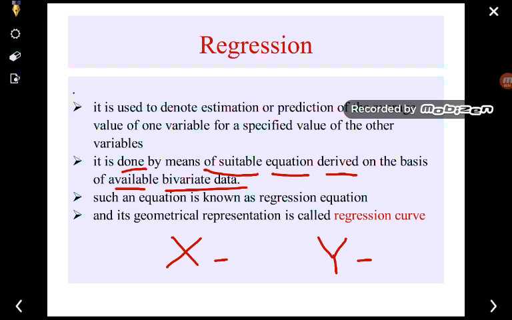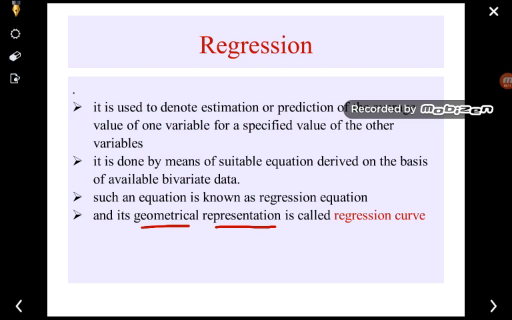Such an equation is known as the regression equation, and the equations which we utilize for prediction are nothing but regression equations, and their geometrical representation is called the regression curve. So the equation which is applied is said to be the regression equation. The regression curve is a geometrical representation of the bivariate data, and the regression line we are going to study in detail.